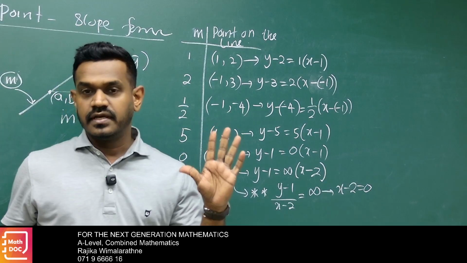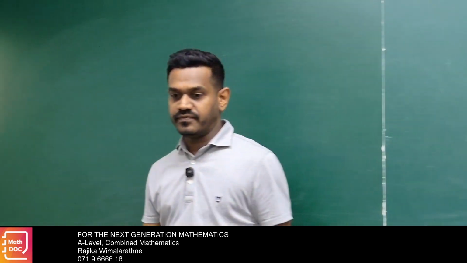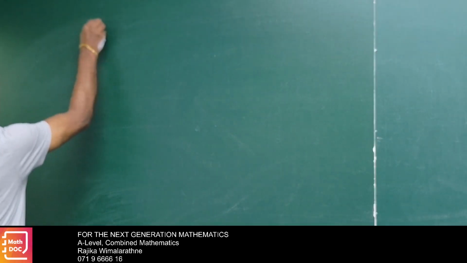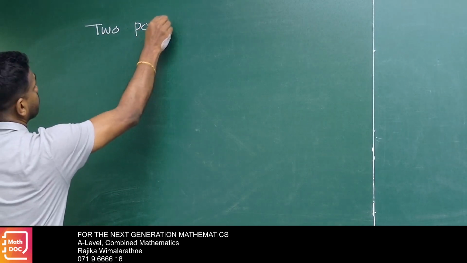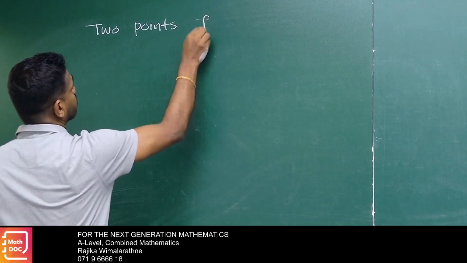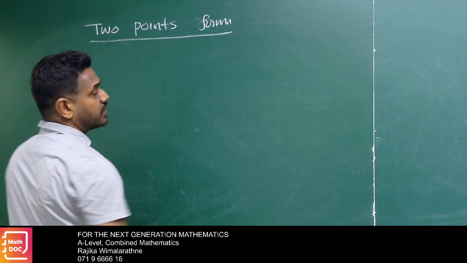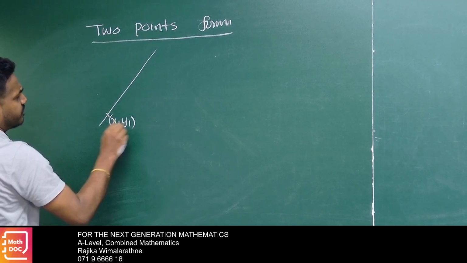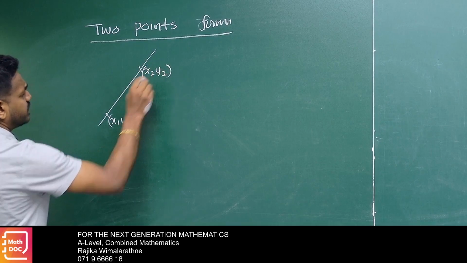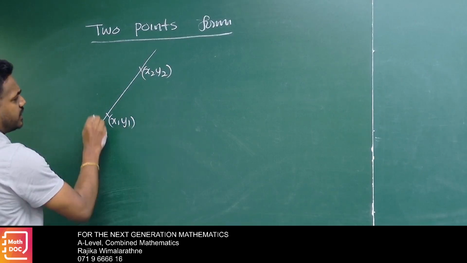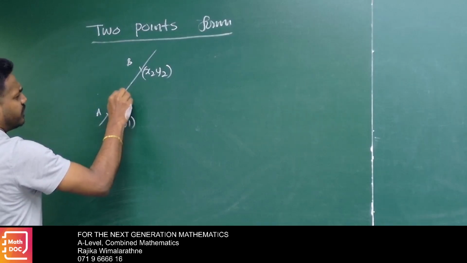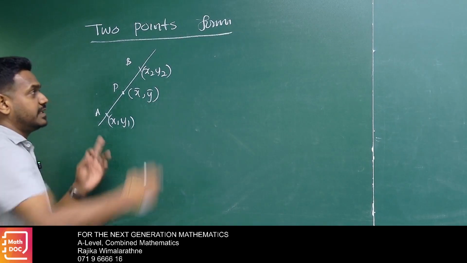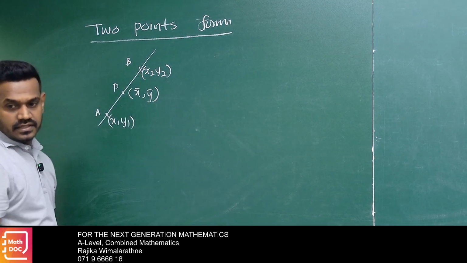Okay. Then see, next one, two-point form. Now in this case two points are given: (x1, y1) and (x2, y2). You take A here, B here, and take a general point P, say (x bar, y bar). Now we have to connect them. By these two find the gradient, by these two write the gradient, and equate them.